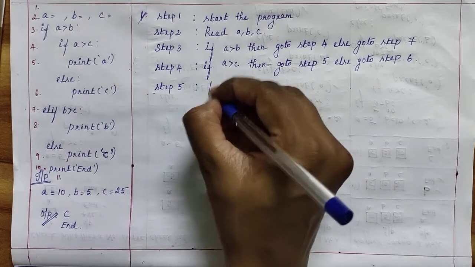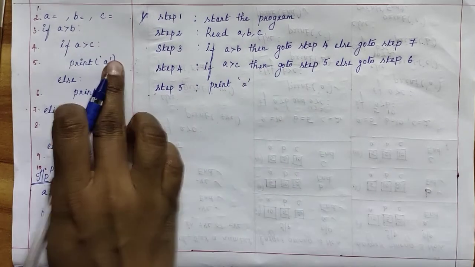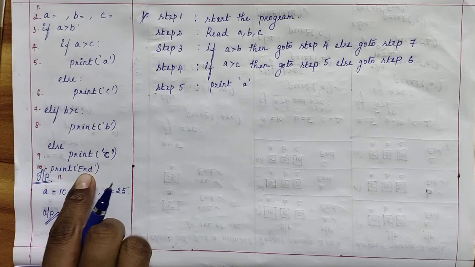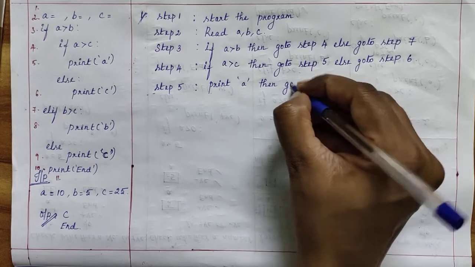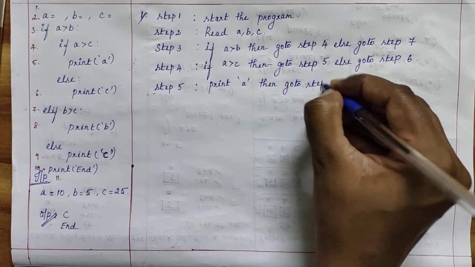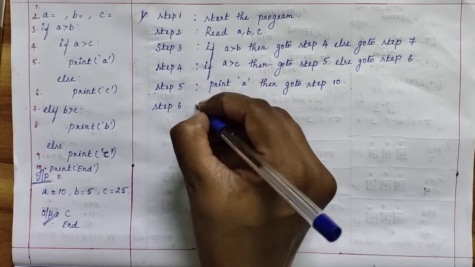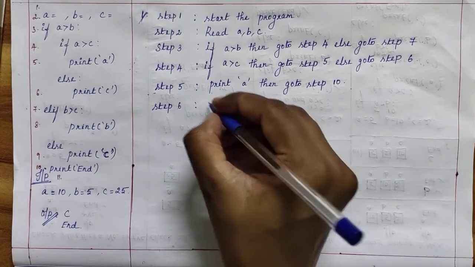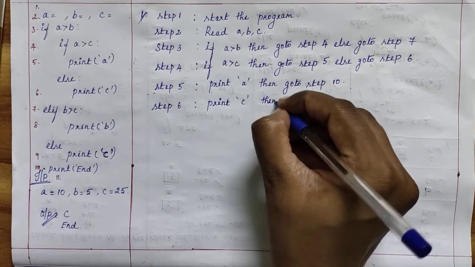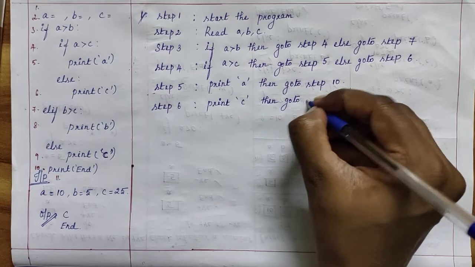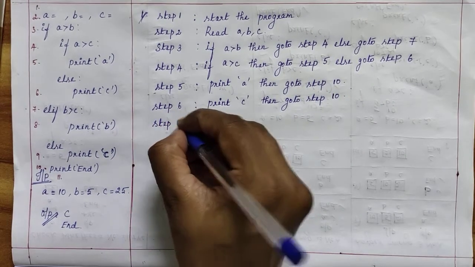Okay, and definitely we have to write step 5. So what is step 5? Print A, and then we have to go to step number 10, right? So print A, then go to step 10. And definitely we have to write step 6. So what is our step 6? Step 6 is print C, then go to step 10.